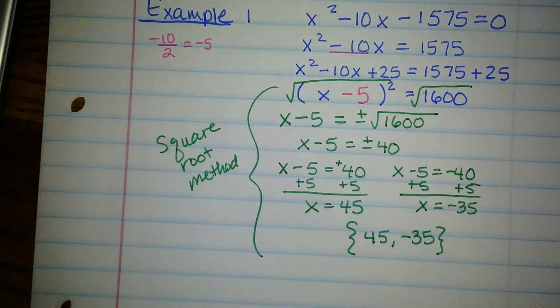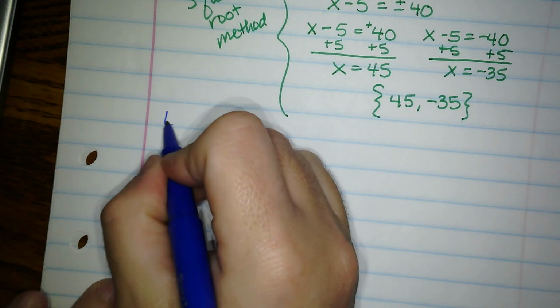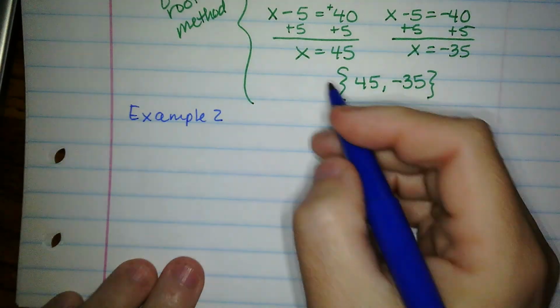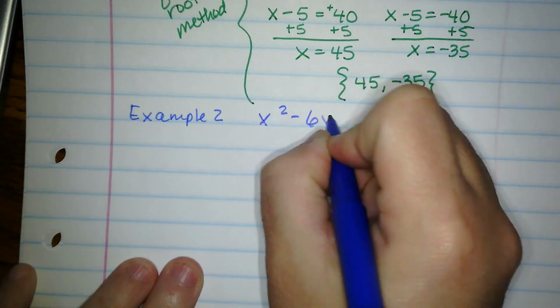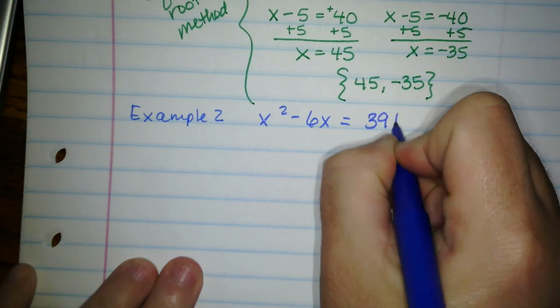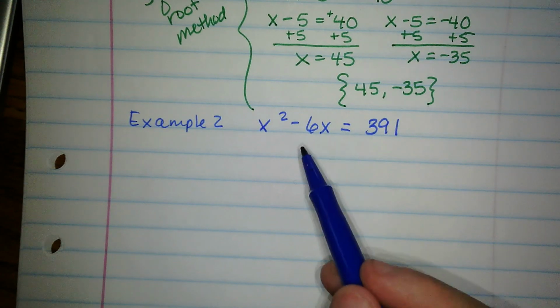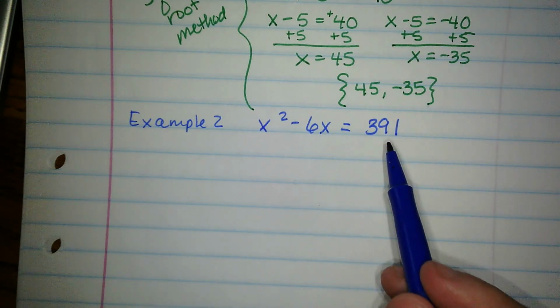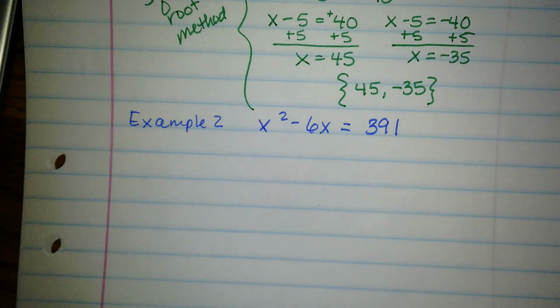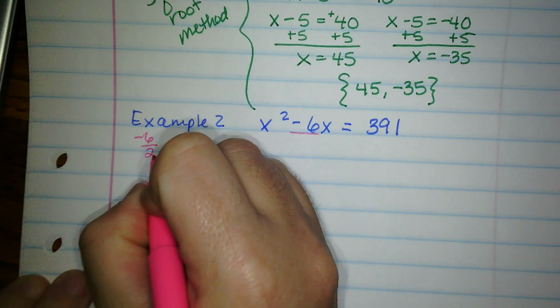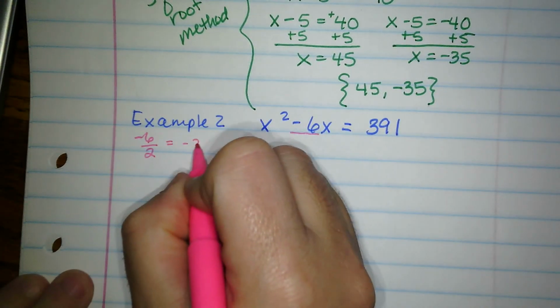Okay, here's your second example. Back to blue. X squared minus 6x equals 391. Interesting thing here: this one was already put into ax squared plus bx equals c format. See, the constant's already over here, so we're ready to rock and roll. We're going to take half of the b term. My b term is negative 6, so I'm going to take half of negative 6 by dividing by 2. That's going to give me negative 3.